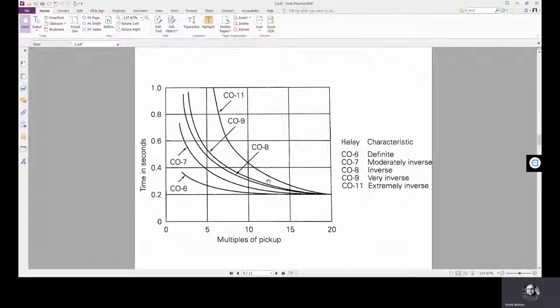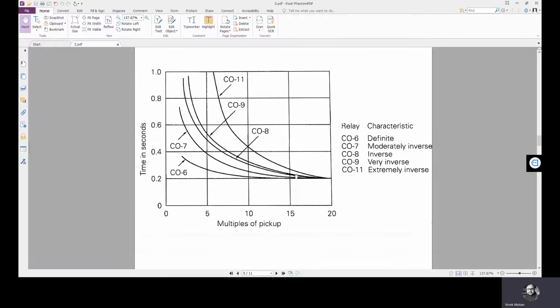Now coming to CO8, it is an inverse time over current relay. For CO9 the slope increases still further, so it is a very inverse time over current relay. CO11 is the most inverted characteristic here, which is an extremely inverse time over current relay. So we can have different time delays according to different characteristics. You should see the relay manual. At the time of design itself, it will be decided and given in the manual accordingly.